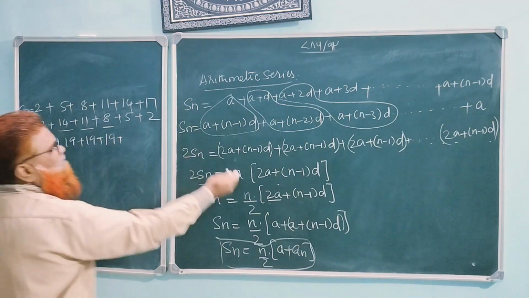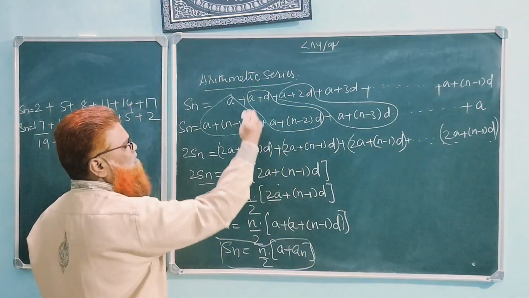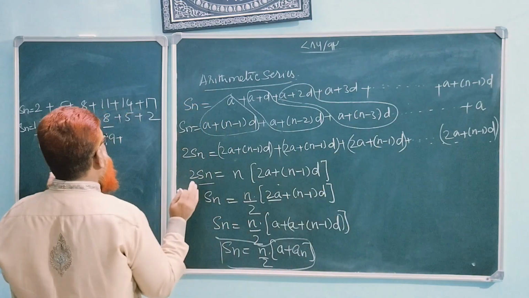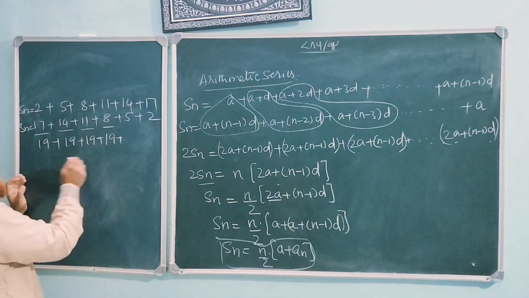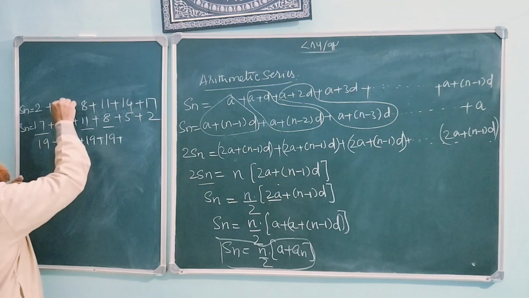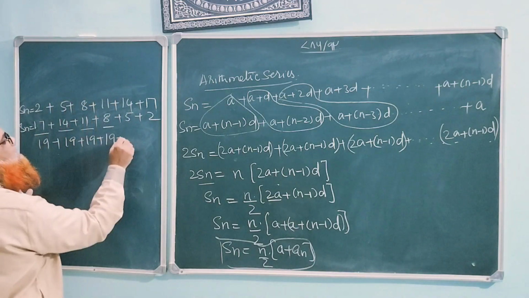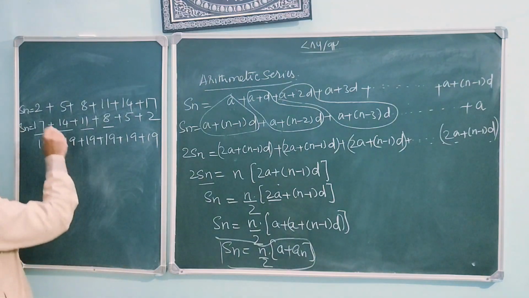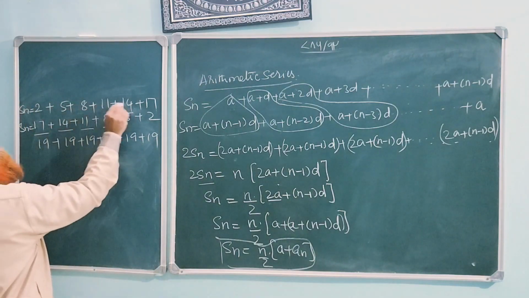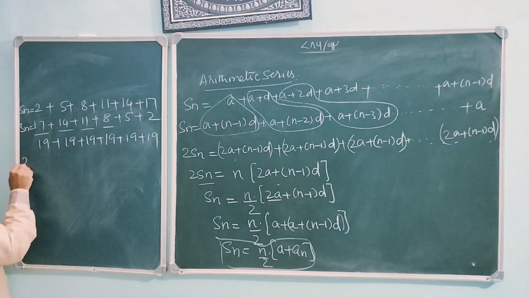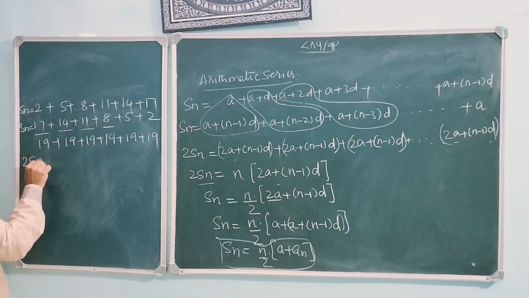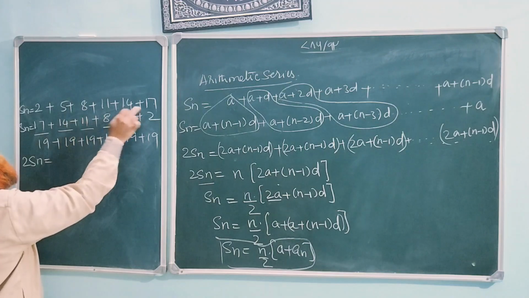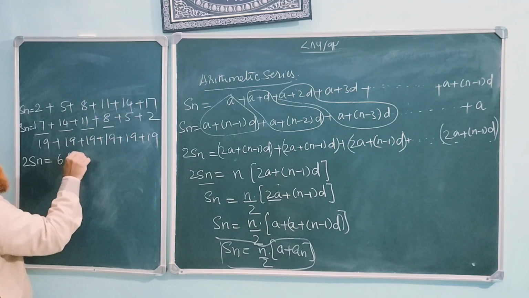Just as we got 2a plus (n minus 1) into d on addition of every successive term, similarly here, reversing the order, we got the same 19, 19, 19, 19, 19 and again 19. How many terms are there? 1, 2, 3, 4, 5, 6 terms. So 2Sn is equal to 6 into 19.